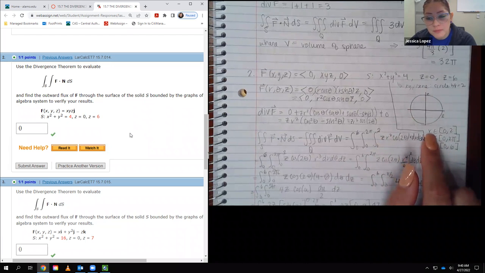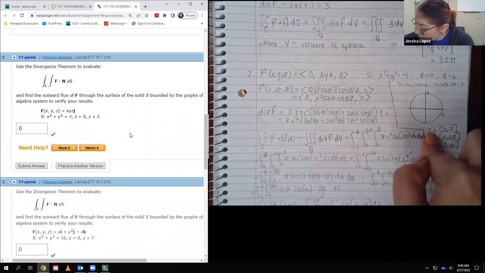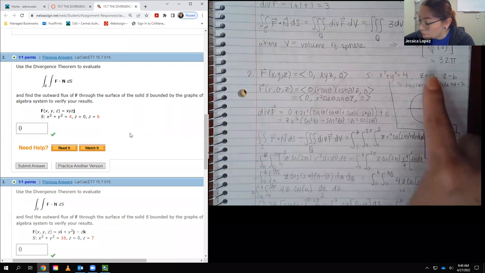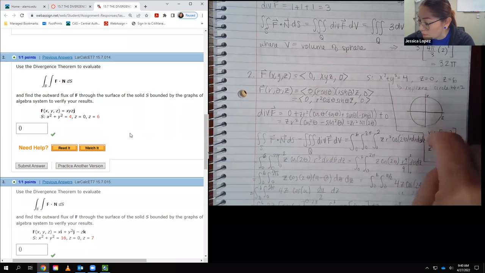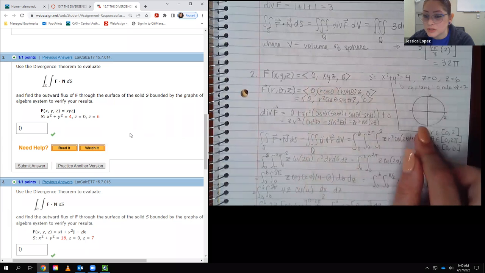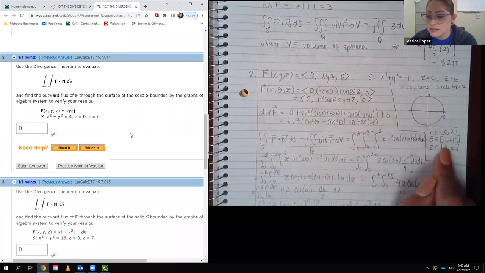And actually you probably could have gotten away with just multiplying by the volume. And this would have been the volume of a cylinder going from 0 to 6, and this is in the xy plane. Oh, but you have this also as your limitation. So maybe not so much, okay? But we did go ahead and convert them into polar coordinates.